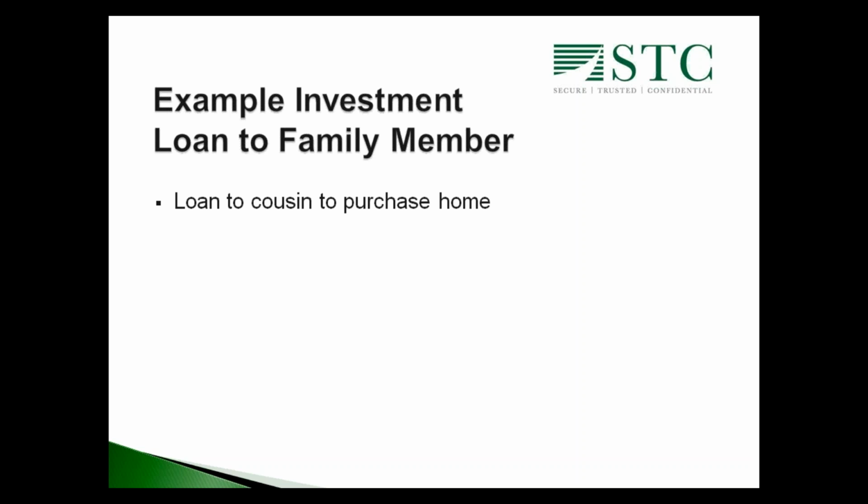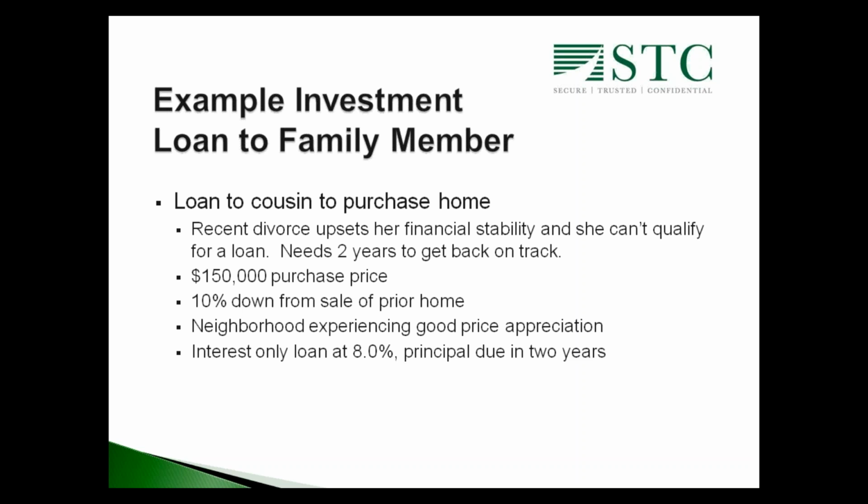So this is a loan to your cousin to purchase a home. She recently divorced. That's kind of upset her financial situation. She can't qualify for a loan at this point in time. She needs a couple of years to get back on track. So she's found a house with a purchase price of $150,000. She does have 10% down from the sale of her prior home. You checked out the neighborhood. You think it's going to have good price appreciation.